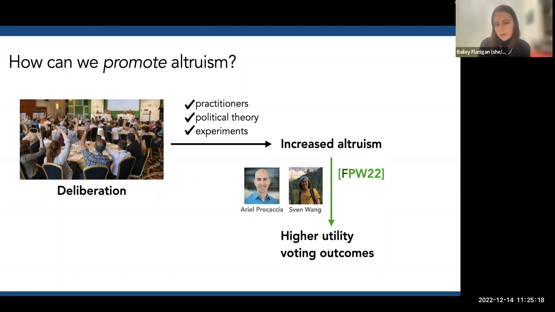This is joint work with Ariel Prakasha, my advisor, and Sven Wang, who's a postdoc at MIT. And in this talk, we're going to do two things. We're first going to model altruistic voters, which is going to get at your question, Omar, what does it mean for a voter to be altruistic? And then we're going to analyze the distortion under the assumption that voters are to at least some degree altruistic.